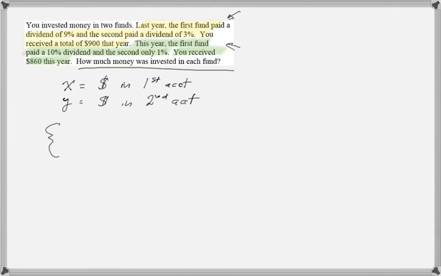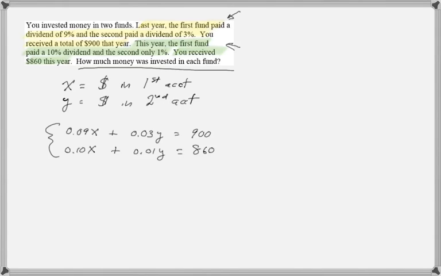If I look at last year, I know that the first fund paid 9%. So 0.09 or 9% of the amount of money in the first account gets added to 3% of the money in the second account, 0.03 times y, and that has to come out to a total of $900 for the entire year. This year, the first fund paid 10%. So 10% of what was invested gets added to the second fund made 1%, 0.01 times y, and the total there was $860.